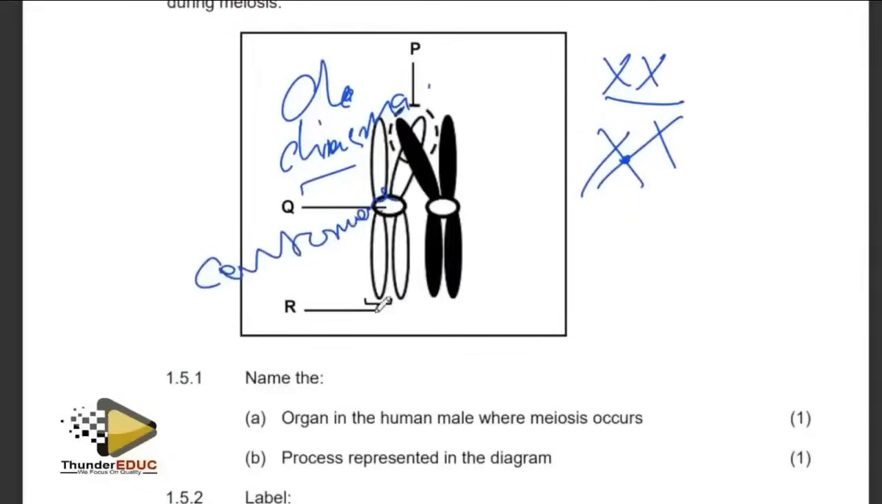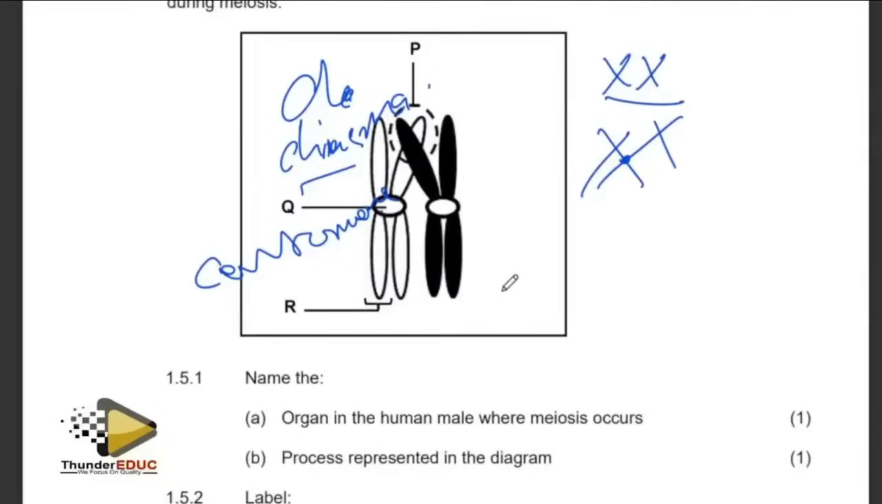Centromere. And then this is a chromatid. It's not a chromosome, it's a chromatid. What about this? These are homologous chromosomes. Sometimes they can ask you, how do we call the homologous chromosomes under crossing over? It's called a bivalent.